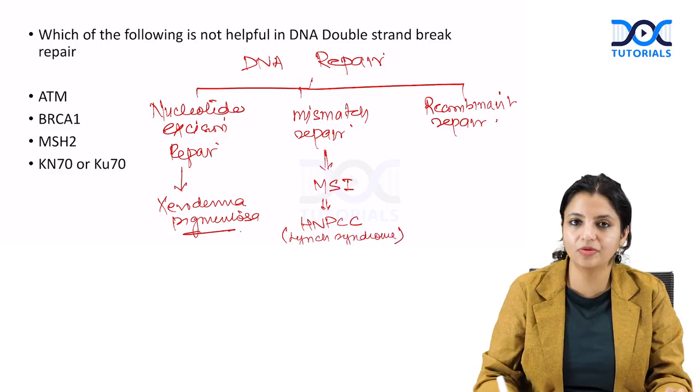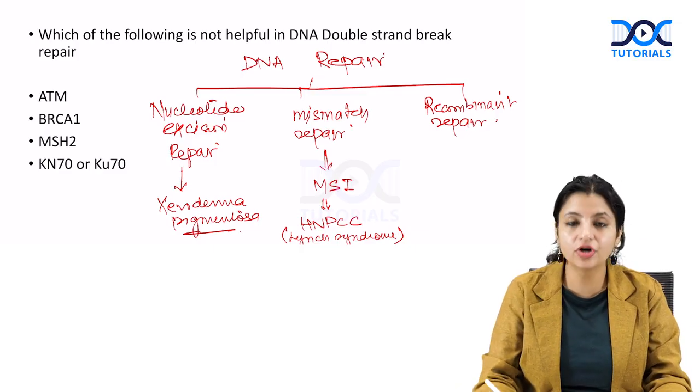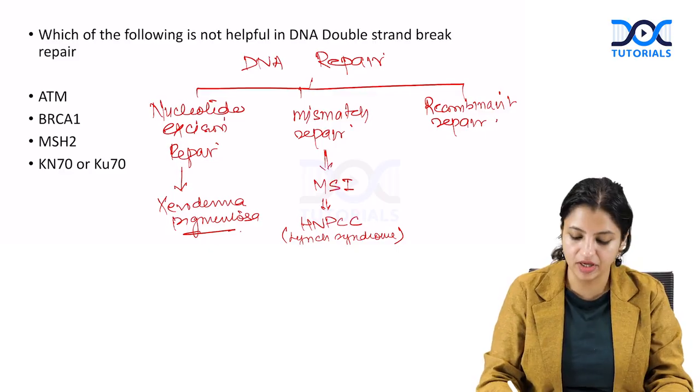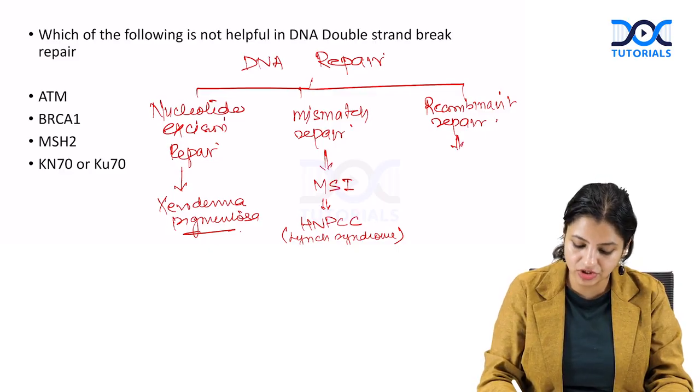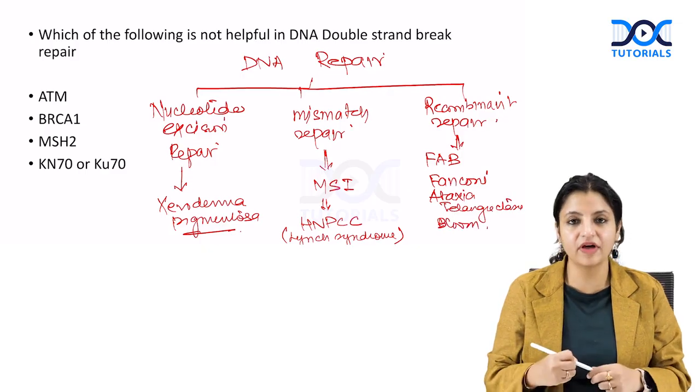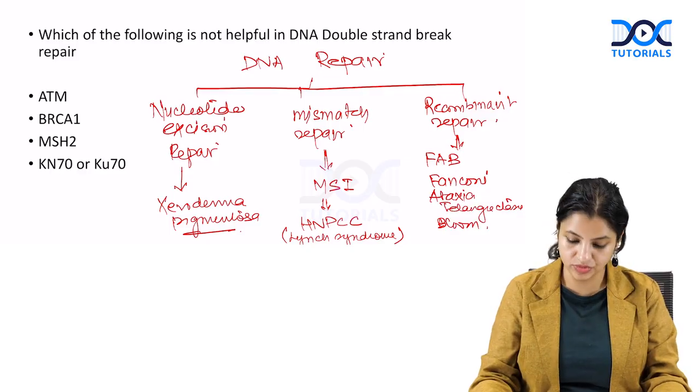Now, recombinant repair defects basically involve your double-stranded DNA repairs. So, majority of the recombinant repairs are because of double-stranded DNA repair. These usually have a syndrome which is very typically called FAB. Okay, that is Fanconi anemia, ataxia telangiectasia, and Bloom syndrome. So, Fanconi's, ataxia telangiectasia, and Bloom syndrome.